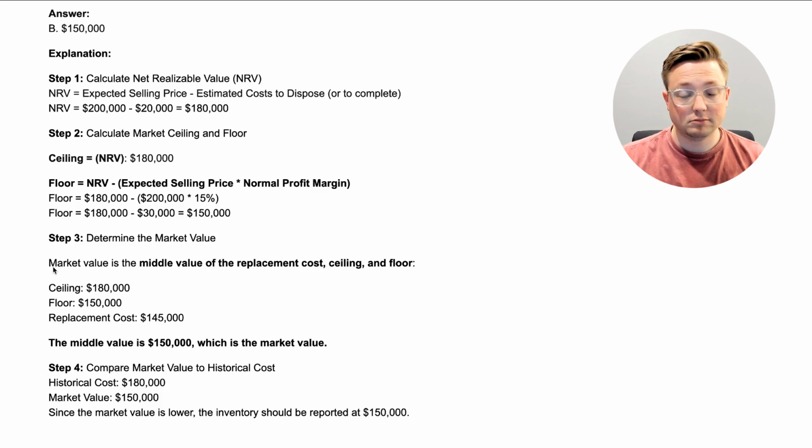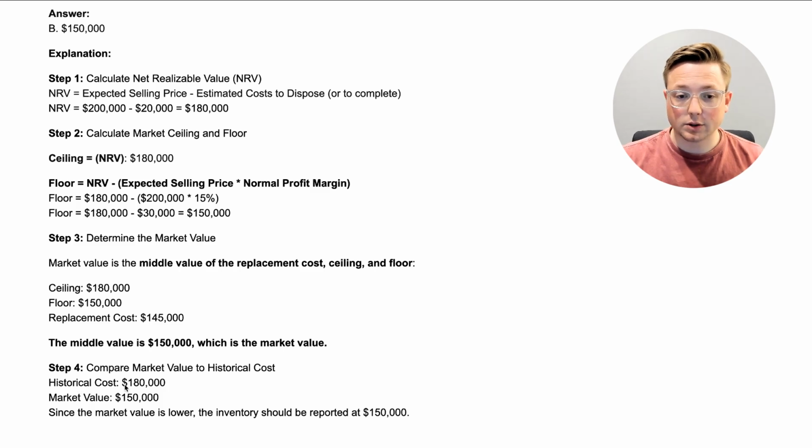And the market value is simply just the middle of the 3. So the floor, in this case, is the middle because it's between $180,000 and the replacement cost. I'm not saying the middle is the exact middle between $180,000 and $145,000. I'm saying whichever value is between the other two, that's the market value. So the middle value is $150,000 here. That's the market value.